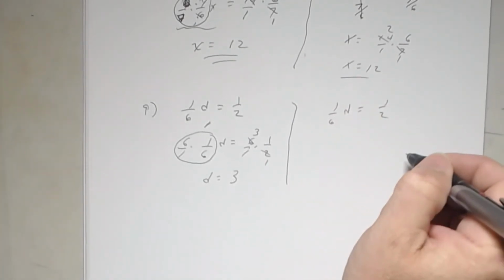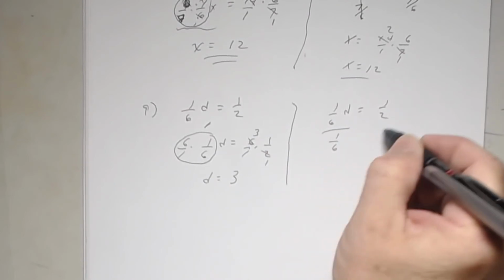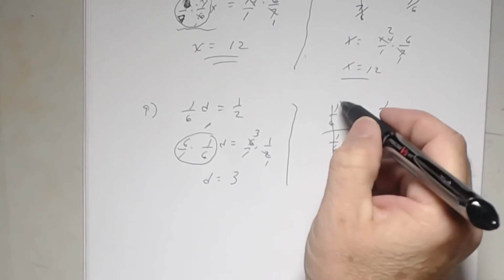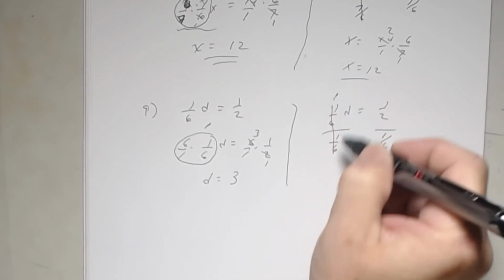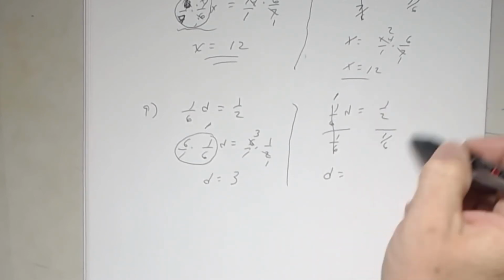If you had divided both sides, what would you divide both sides by? 1/6. Just like this, right? 1/6 divided by 1/6 is what? 1 times d is d. All right. Now, from last semester, how did you deal with this right here?